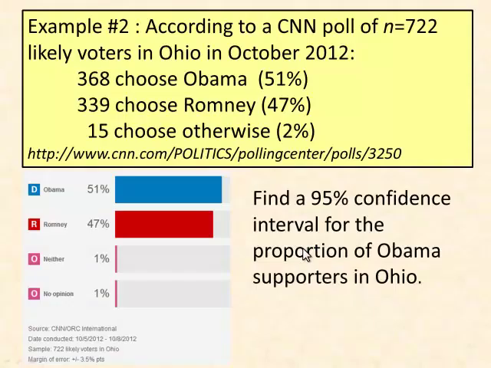Okay, let's do a second example. This one is for a proportion. This is a poll of likely voters in October 2012, just before the presidential election of 2012. The poll asked 722 likely voters in Ohio who they planned to vote for, and 368 chose Obama, 339 chose Romney, 15 chose otherwise. And we want to find a 95% confidence interval for the proportion of Obama supporters in Ohio. So remember those numbers. In our sample, 368 chose Obama out of 722.